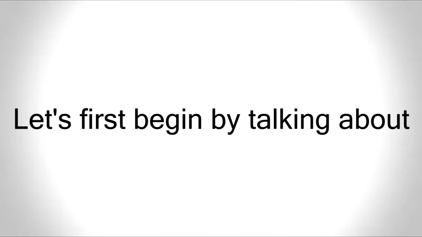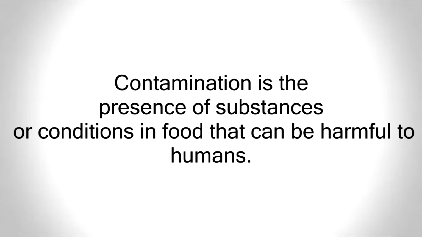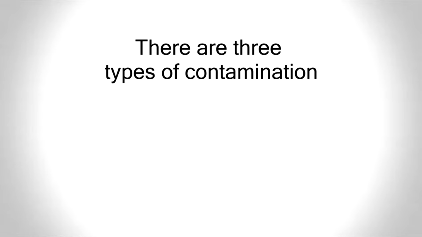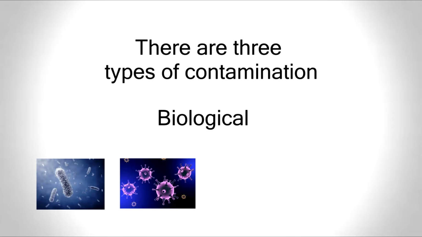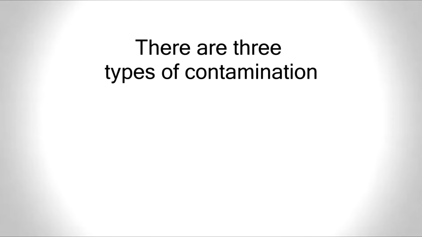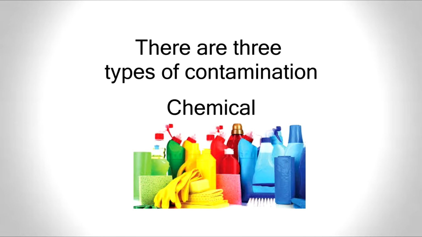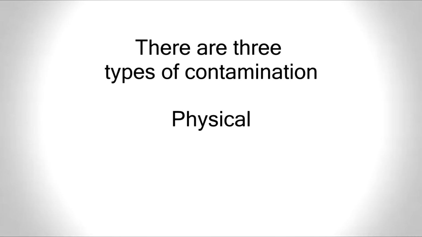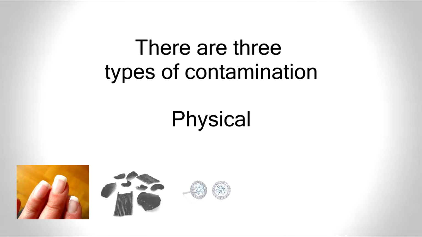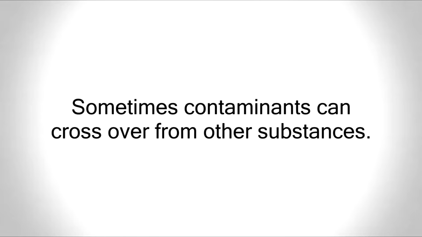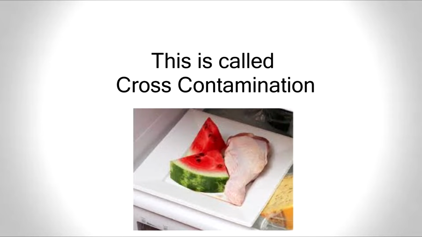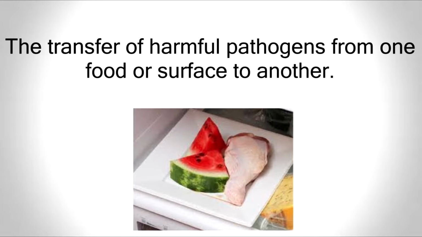Let's first begin by talking about contamination. Contamination is the presence of substances or conditions in food that can be harmful to humans. There are three types of contamination: biological, chemical, and physical. Sometimes contaminants can cross over from other substances. This is called cross-contamination. It's the transfer of harmful pathogens from one food or surface to another.